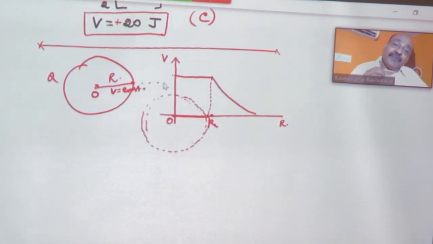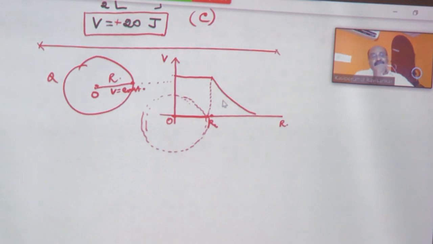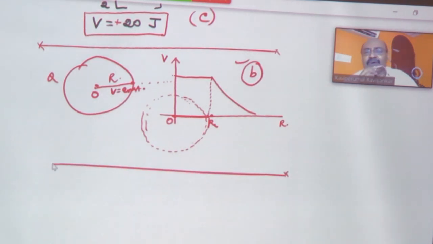If you are taking the point out of the sphere, it is going on decreasing. V is inversely proportional to r square. So option B is the correct option. Option B is the answer. This we are calling question number 10.